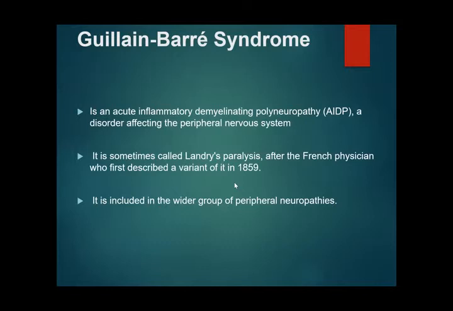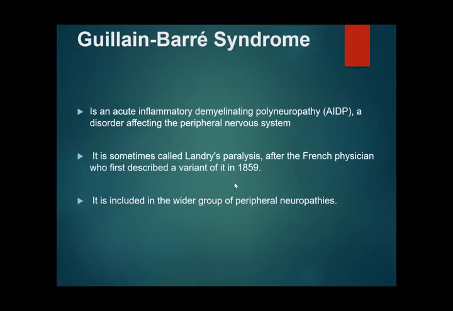It includes AIDP, that is the typical variant. Then we have acute motor axonal neuropathy, that is the AMAN variant. Then we have AMSAN variant, acute motor sensory axonal neuropathy. Then we have Miller-Fisher variant. So this has many variants. AIDP is one of these.